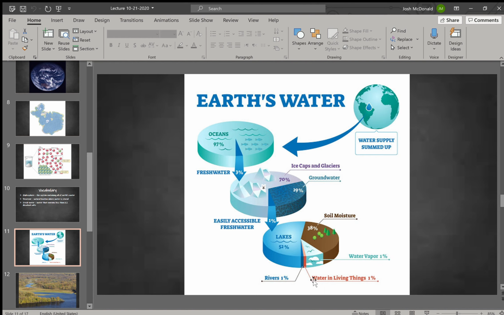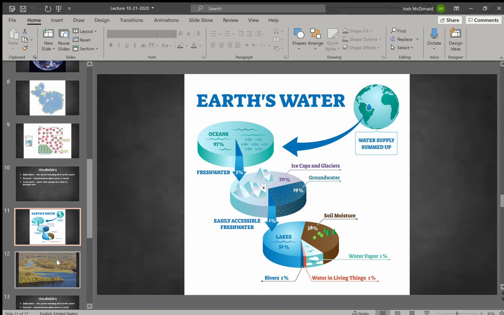And then there's water in living things. So we see the hydrosphere actually touches all of the other spheres. And when we get into the next lesson, we'll see the interaction between the different systems. But I want you just to look at this, and we'll refer back to it, to look at how Earth's water is distributed.